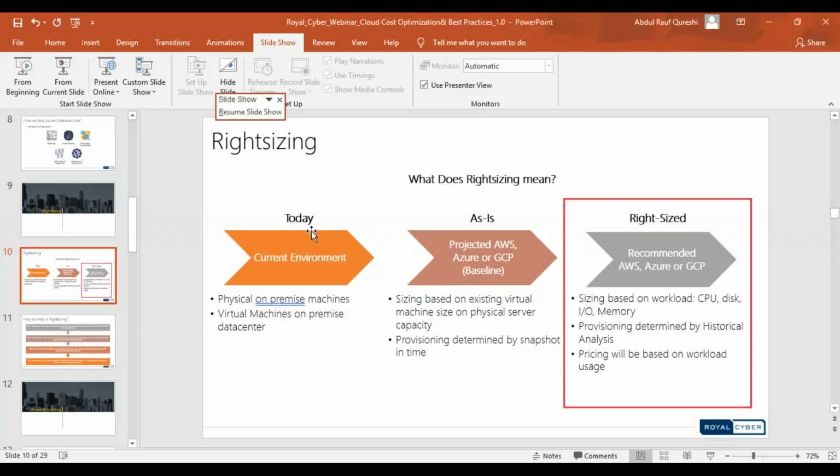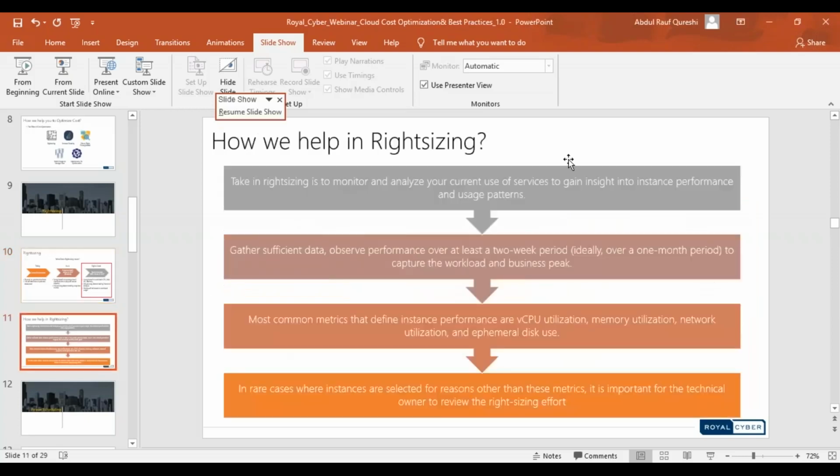In terms of right sizing, we monitor and analyze your current use of services to gain insight into instance performance and usage patterns. After that, we gather sufficient data, observing performance over at least a 2 week period, ideally over a month, to capture the workload and the business peaks.